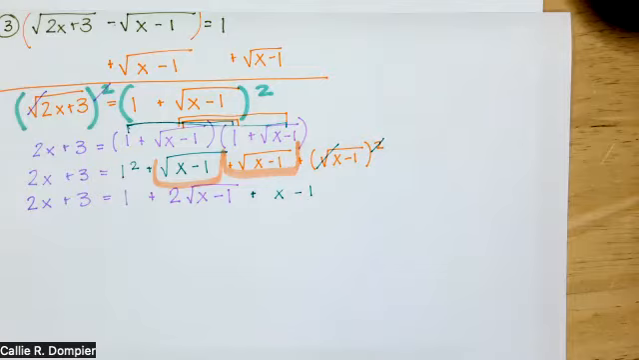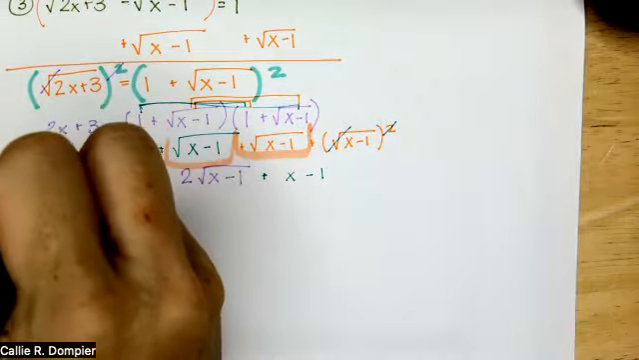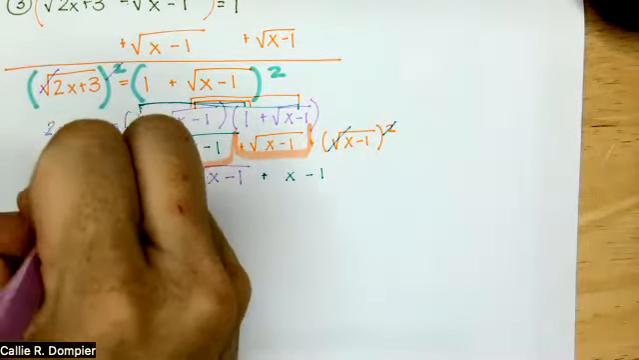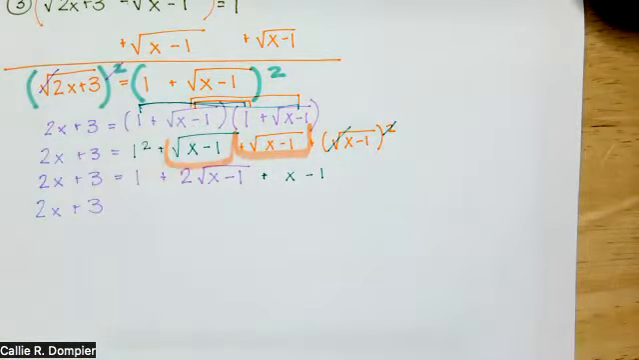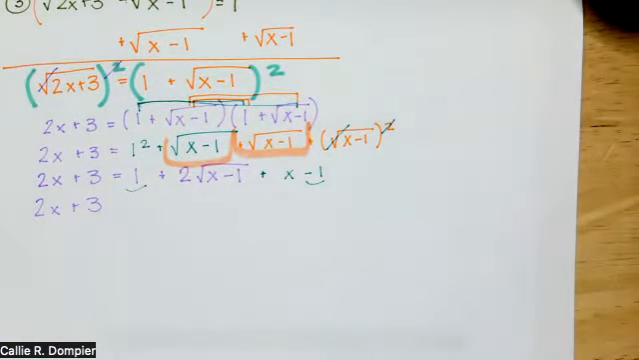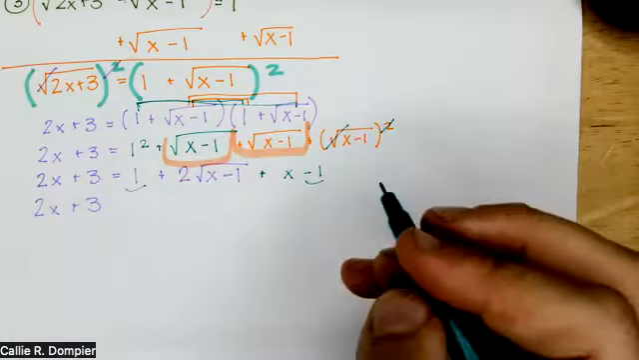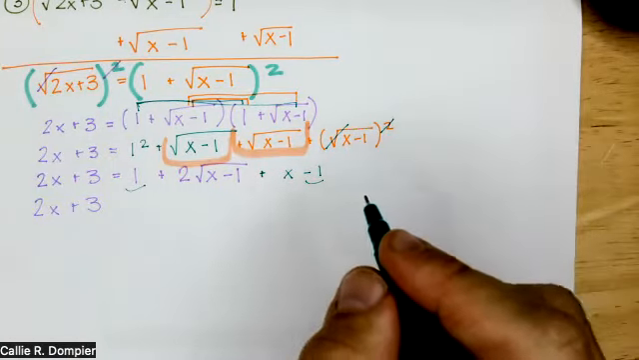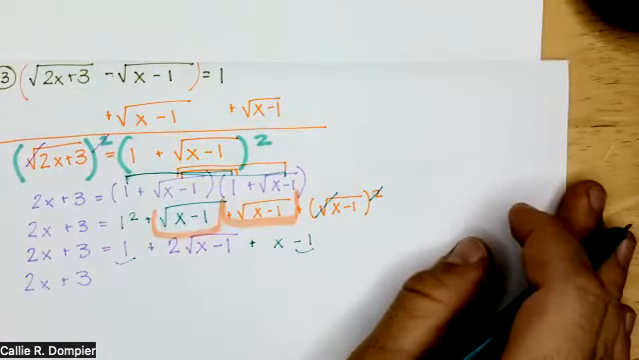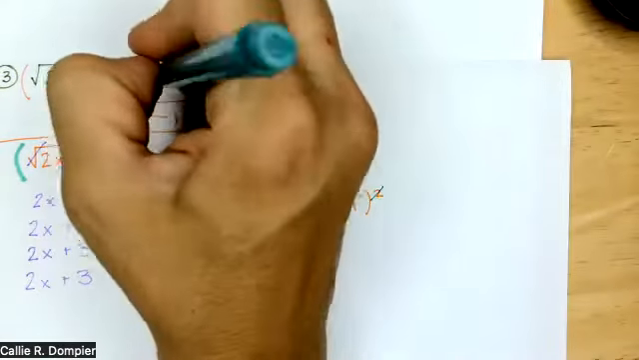Don't hesitate to ask me a question. Now I can combine like terms even further. So it is 2x plus 3. The like terms that I see are 1 minus 1. Oh, sorry. Has this been a plus 1 the whole time? I apologize, guys. These are all supposed to be pluses.